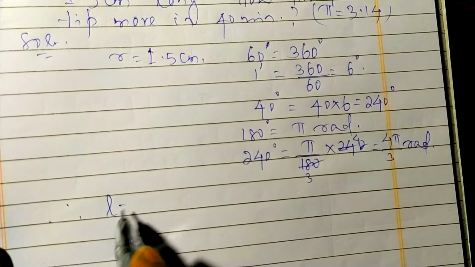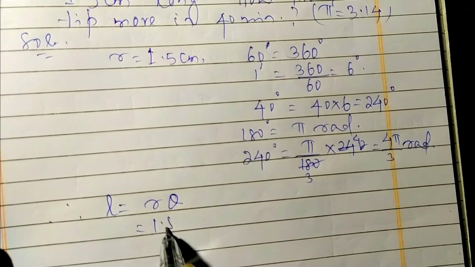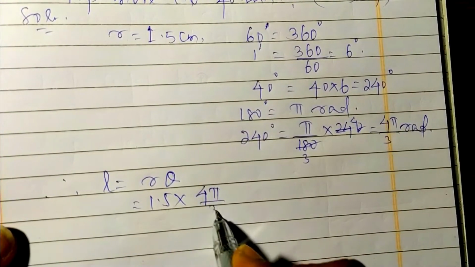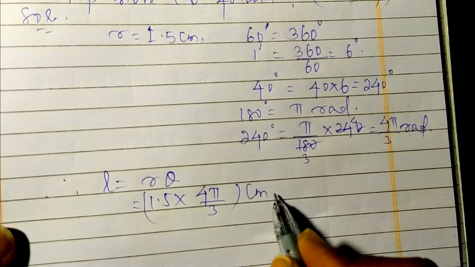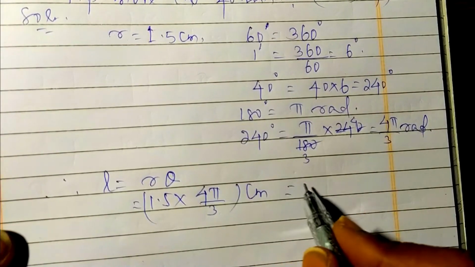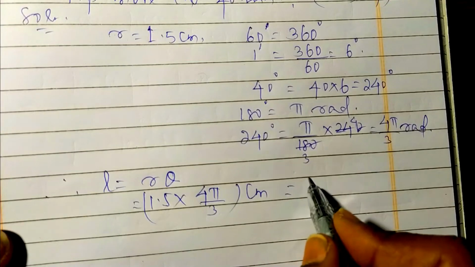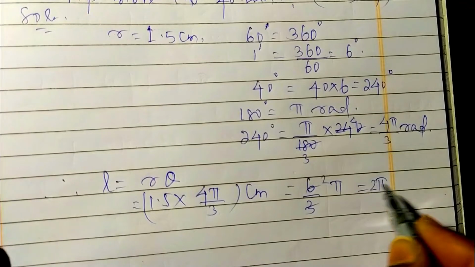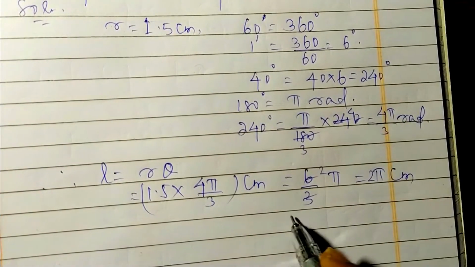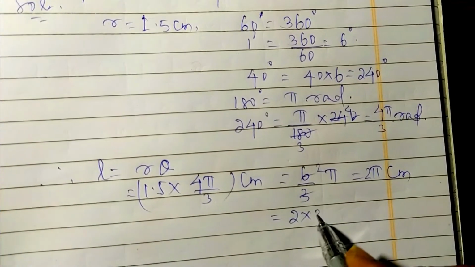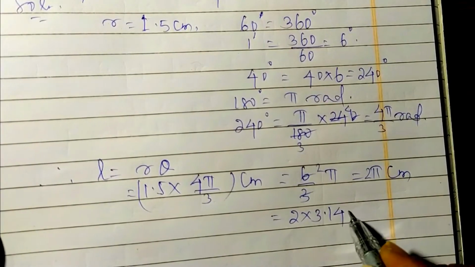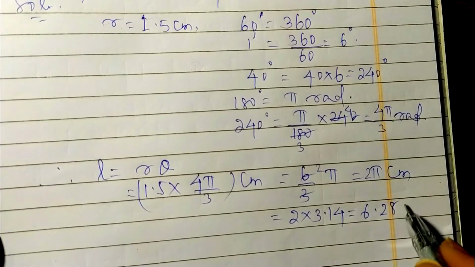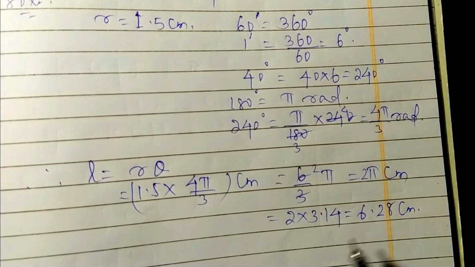So therefore L is equal to r into theta. 1.5 into 4 pi by 3, so 1.5 into 4 is 6 by 3, that means 2 pi centimeter. Or we can write it 2 into the value of pi given in the question, 3.14, which is 6.28 centimeter.